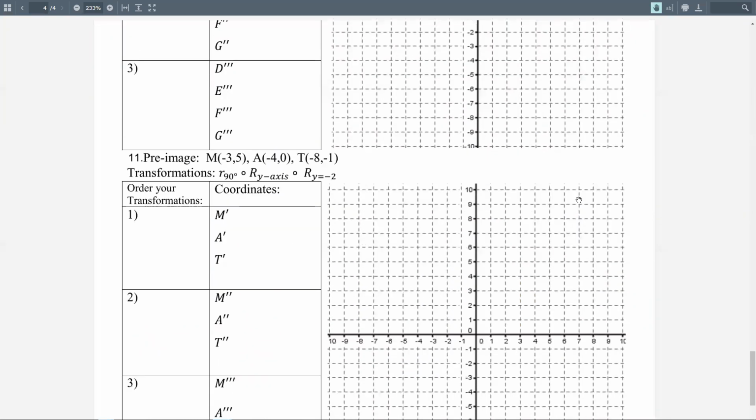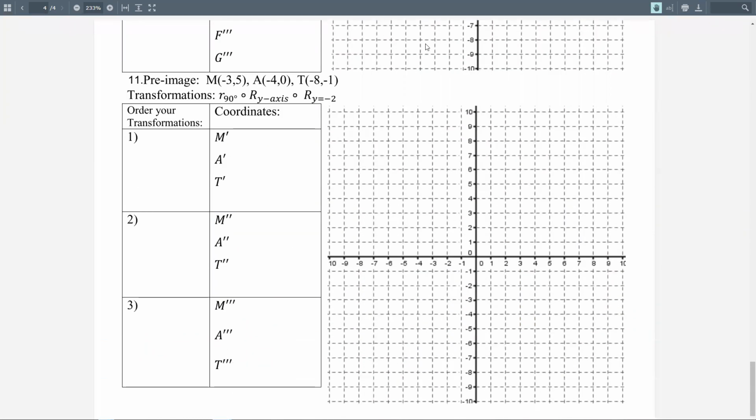All right, last one's number 11. So let's start with our original in red. That's -3, 5, -4, 0, -8, -1. So M, A, T.